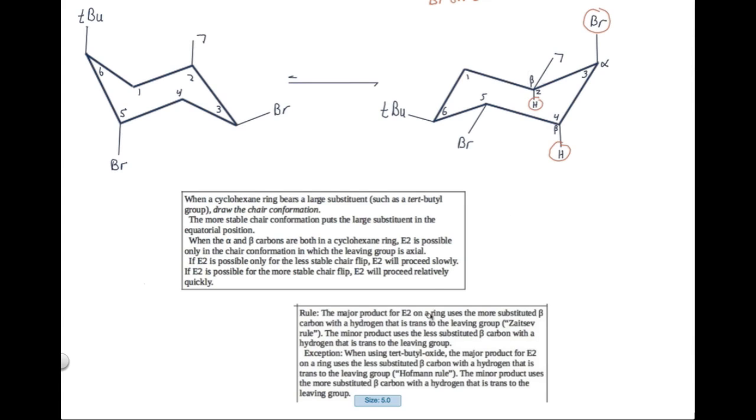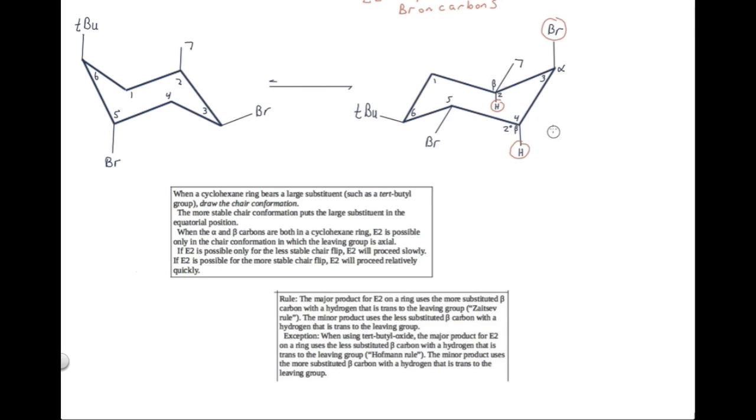Well, now we have to use this guideline for the major product, comparing which is the more and which is the less substituted beta carbon. Well, this beta carbon is secondary. Beta carbon 4 is attached to two carbon chains, carbon 3 and carbon 5, so this beta carbon is secondary. This beta carbon is tertiary because it's attached to carbon 1, carbon 3, and carbon 7.